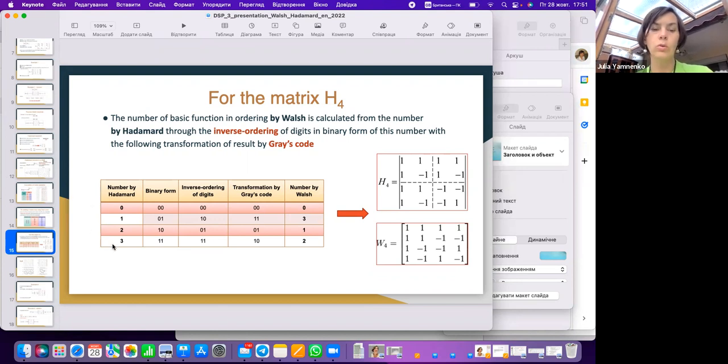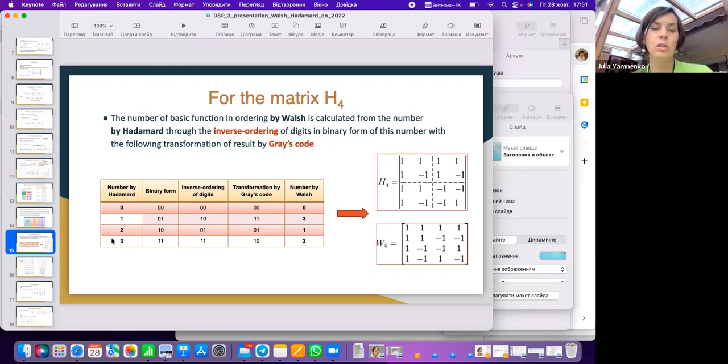And now, just returning to the method of Hadamard and Walsh, we should use this Gray code somehow, but we still, I think, don't understand how. And now we will try to understand. So here there is a main table that is explaining this intercorrespondence.